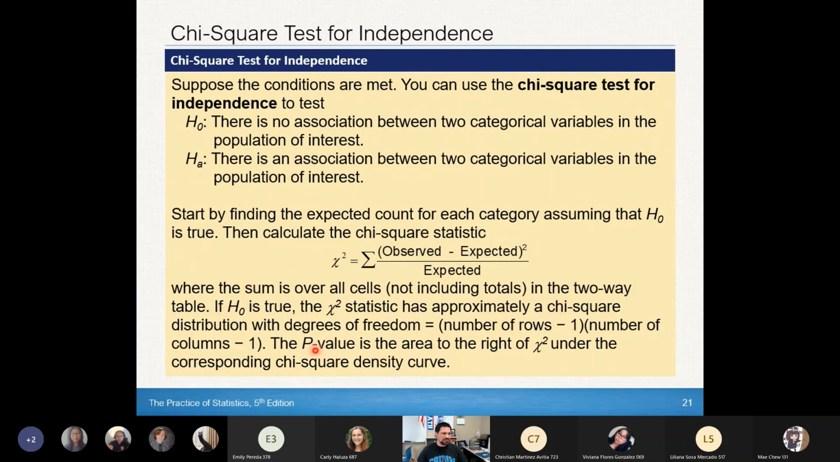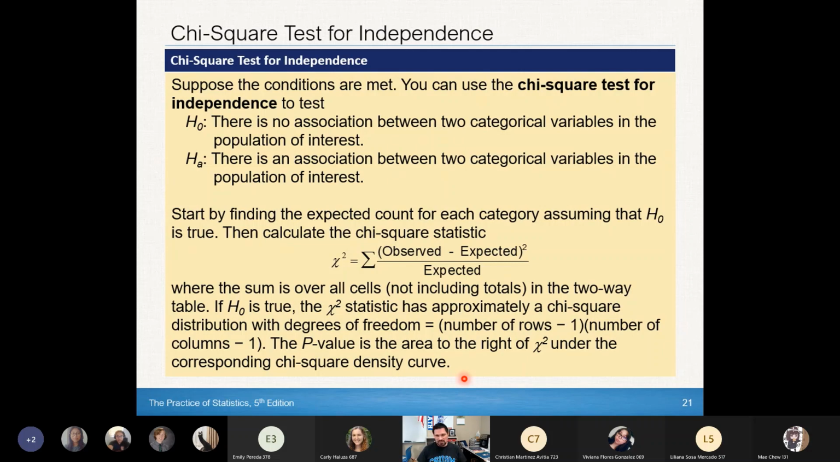This whole next part is the same. If the null hypothesis is true, the chi-squared statistic has approximately a chi-square distribution with degrees of freedom equaling the number of rows minus 1 times the number of columns minus 1. The p-value is the area to the right of chi-squared under the corresponding chi-square density curve.